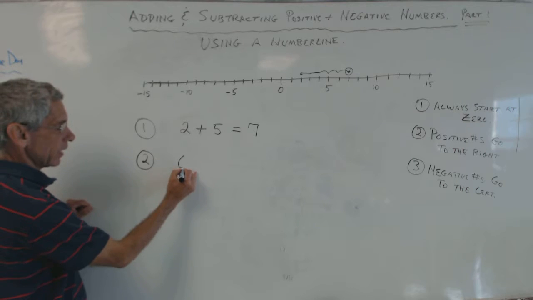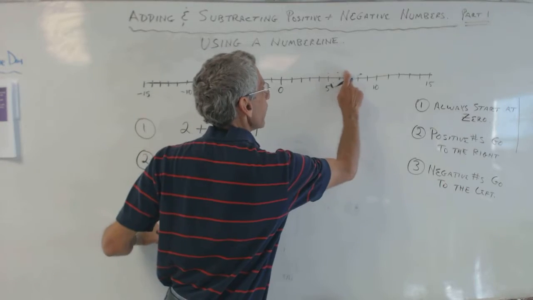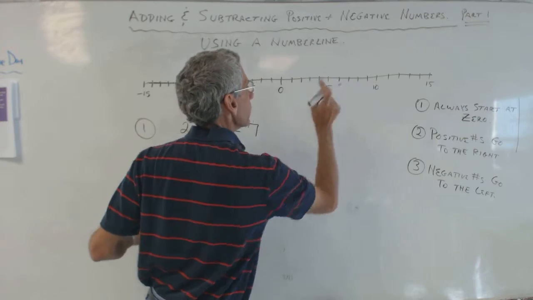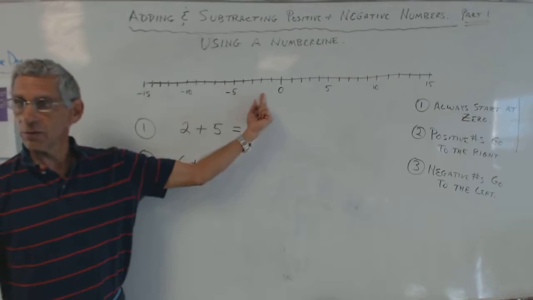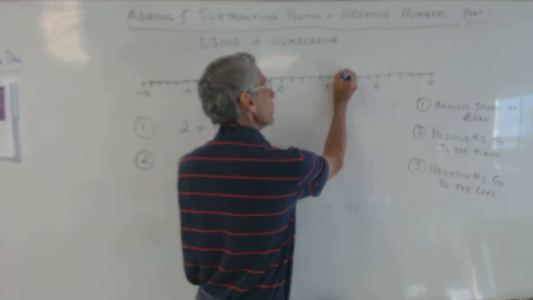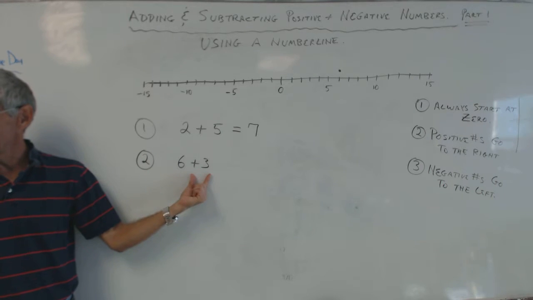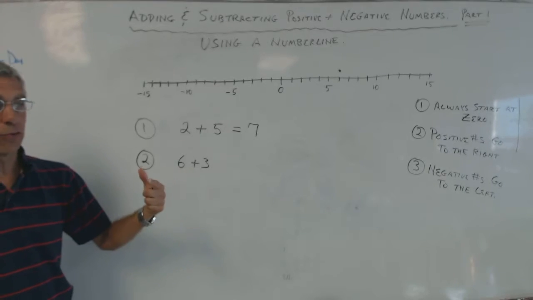All right, 6 plus 3. All right, very, very hard problem, right? Yeah. So I start at 0, and I see my first number is 6. So I go over to 6. Okay, so I'm right there. And then it says I have to go positive 3. You with me? So I go 3 in which direction?